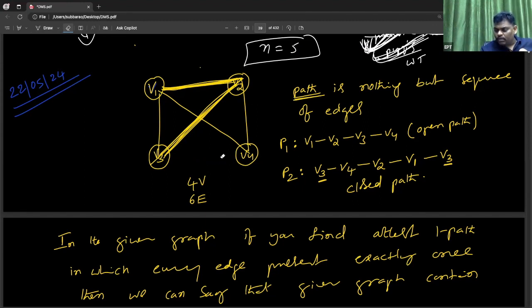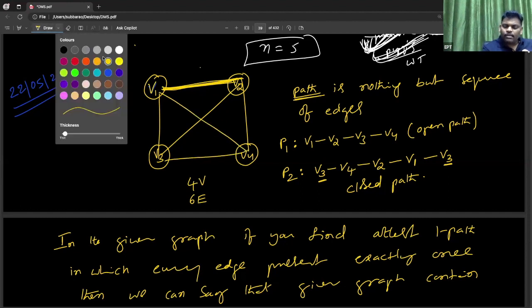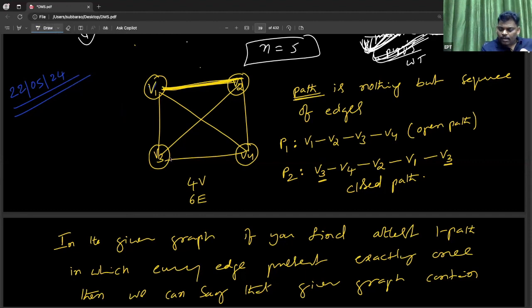That is the meaning of sequence of edges. You cannot lift the pen. You can go anywhere, no problem, but you cannot lift. If you want, you can go like this. I went here. Sorry for this. Otherwise I can use another color because some problem is coming. I'm using another color. See this, I went like this.